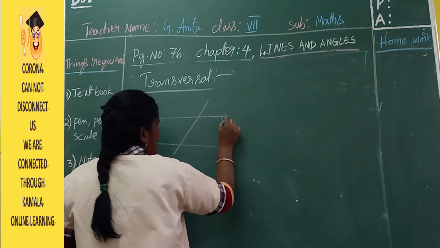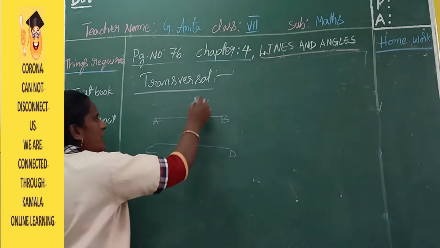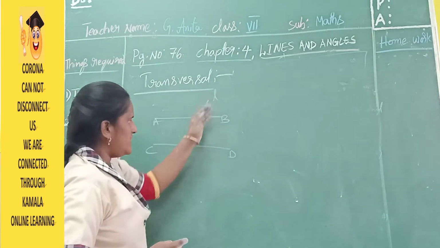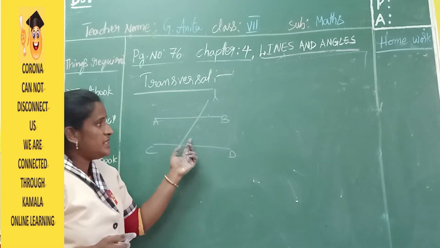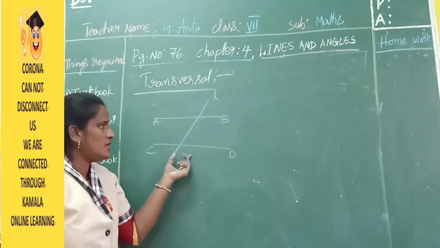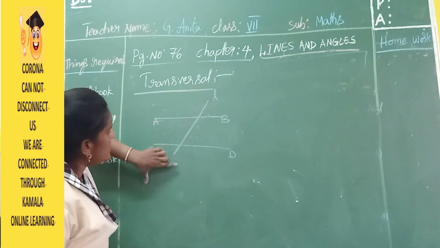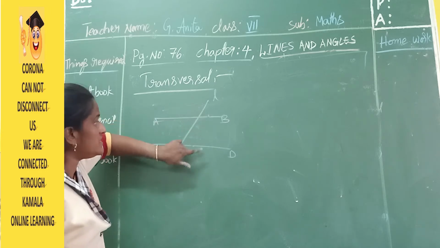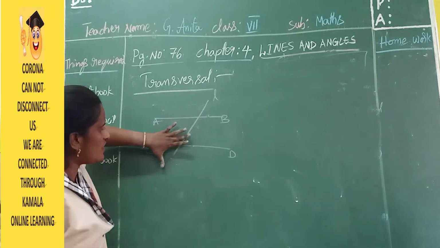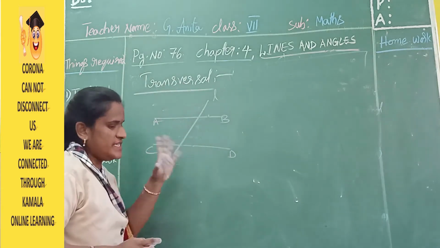AB line and CD line. L line is intersected at different points. Then it is called the transversal of these two lines. AB line and CD line, these two are parallel lines. L is intersected by these two parallel lines at different points. Then it is called a transversal. L is the transversal of AB and CD.